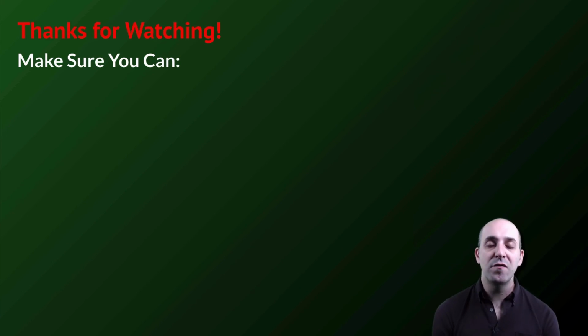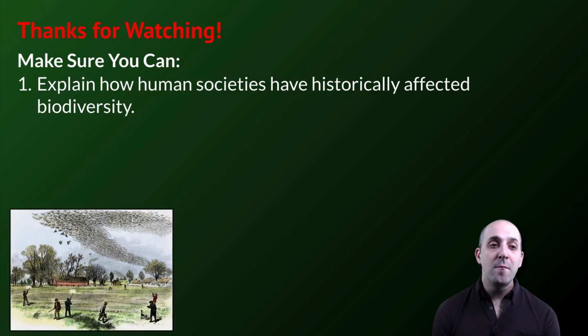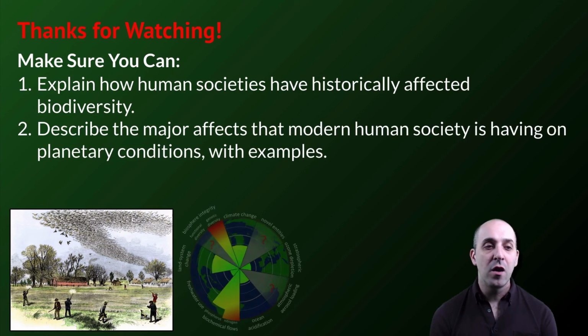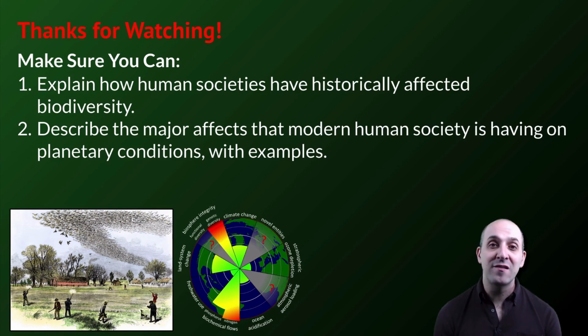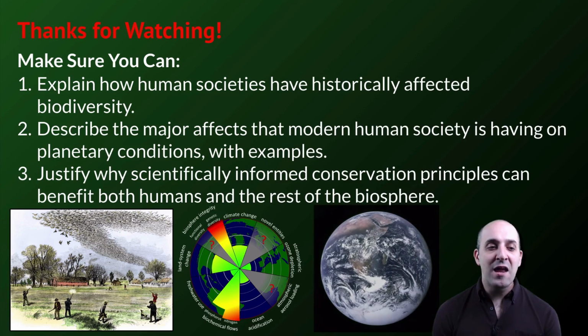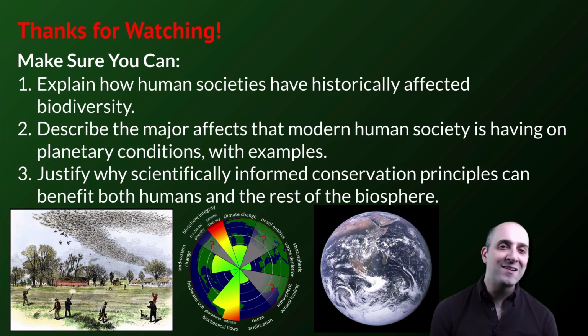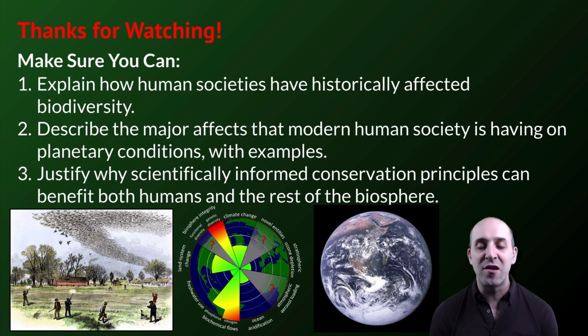Thanks so much for watching our video on conservation biology. Make sure you can do the following things here at the end. Make sure that you can explain how human societies have historically affected biodiversity. Make sure you can describe the major effects that our modern human society is having on planetary conditions and provide examples of those effects. And finally, make sure that you can justify why scientifically informed conservation principles can benefit both humans and the rest of the biosphere.